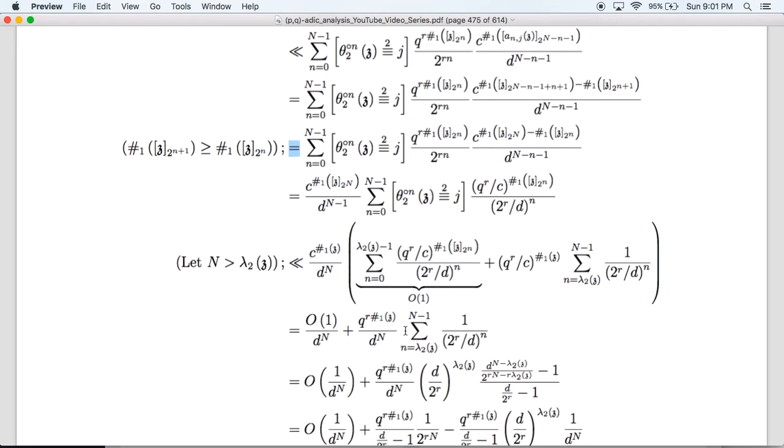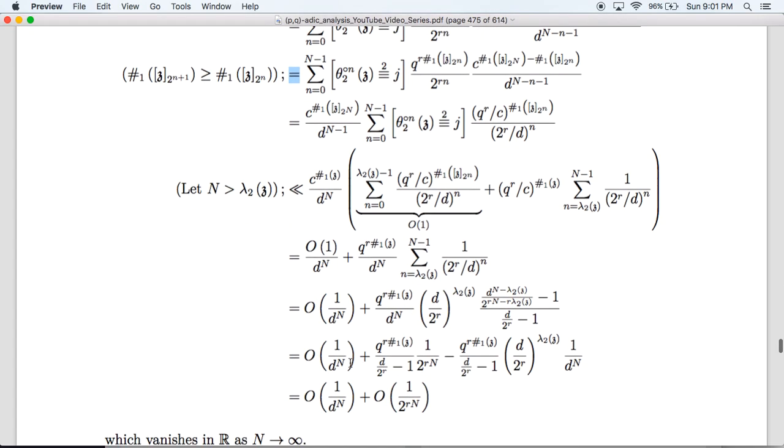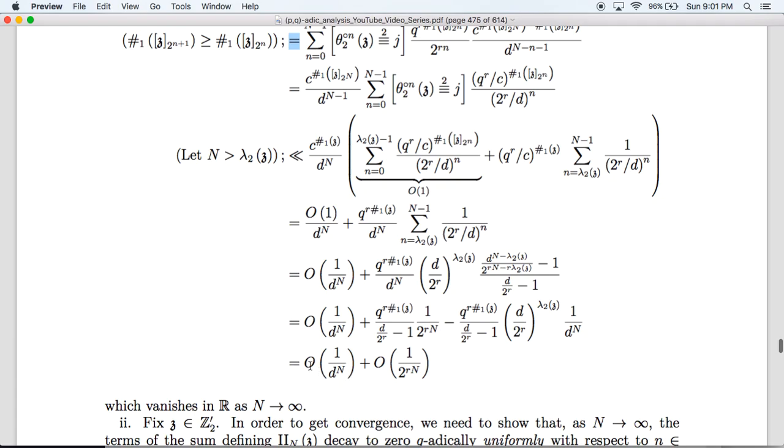So this right here is going to behave like an O(1) with respect to z, and with respect to n we have the decay here. So this becomes O of 1 over d to the n, and if we write out the whole sum and simplify, this behaves like 1 over d to the n, this behaves like 1 over 2 r to the big N, and this behaves like 1 over d to the n. So we get the desired vanishing in the real topology as n approaches infinity.